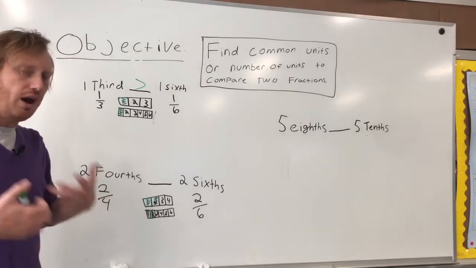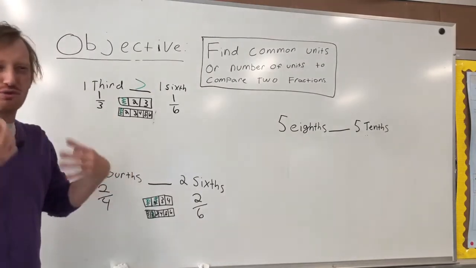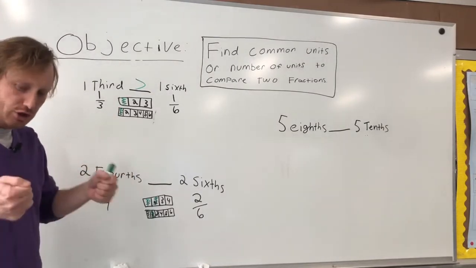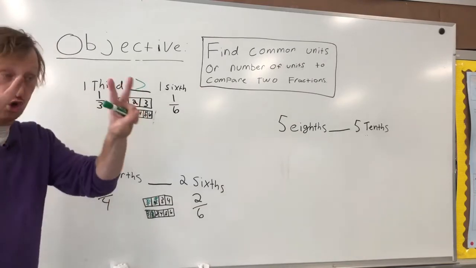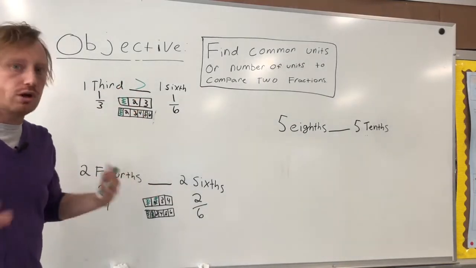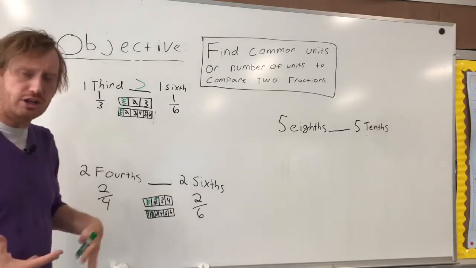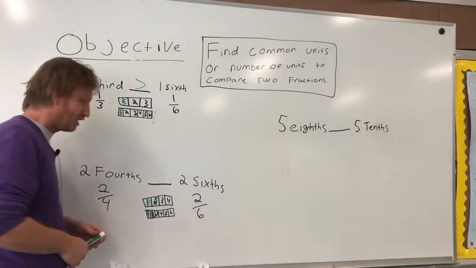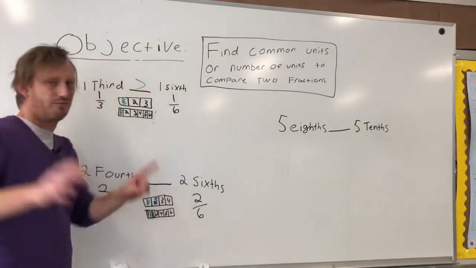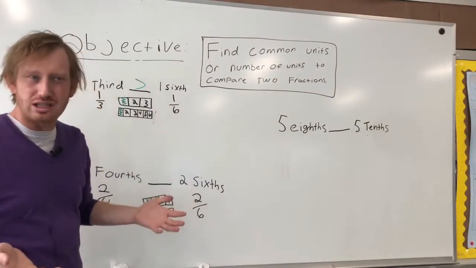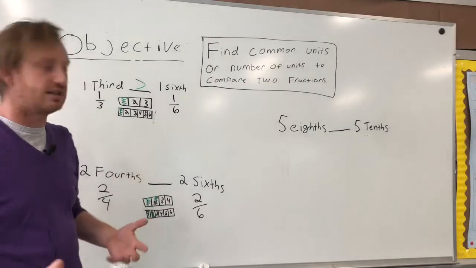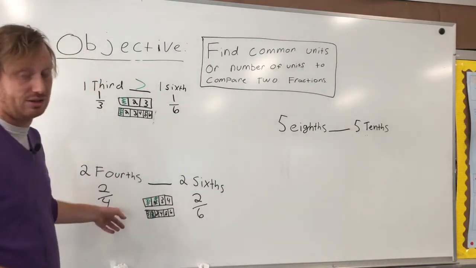And again, I want us to think about that just in terms of the real world. If I have a cookie, I break that cookie into 4 pieces, and I give you 2 of them, I'm giving you half the cookie. I'm giving you a lot of cookie. But if I break that cookie up into 6 pieces, and then I only give you 2, you're still getting some cookie, but you're not getting nearly as much as when I broke it into only 4 pieces.